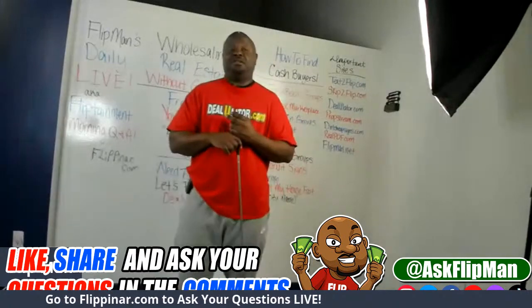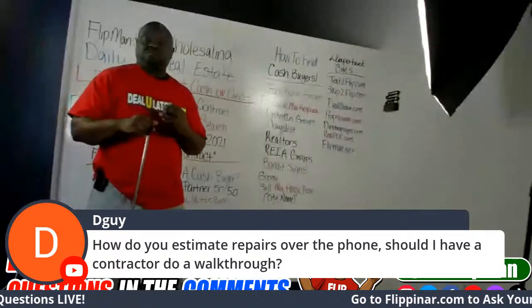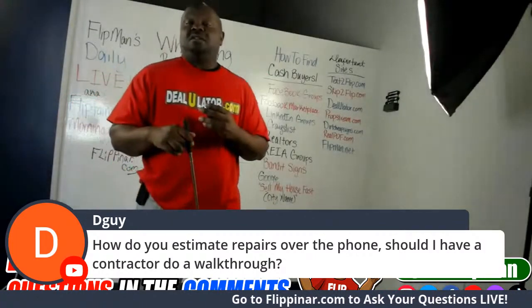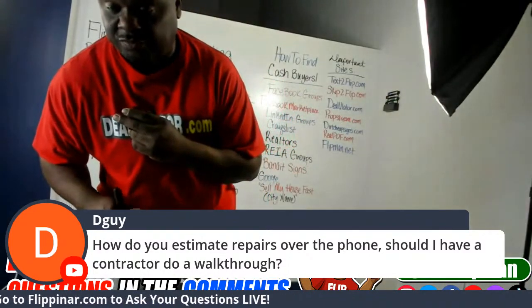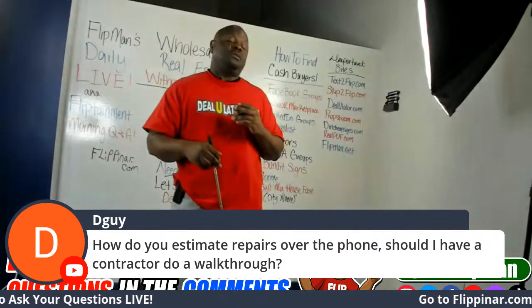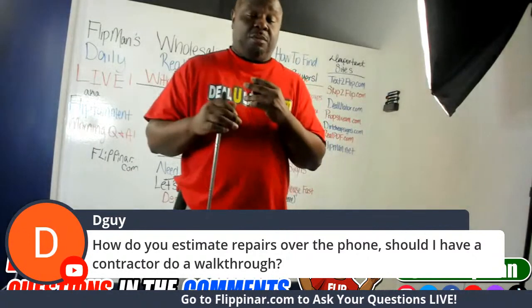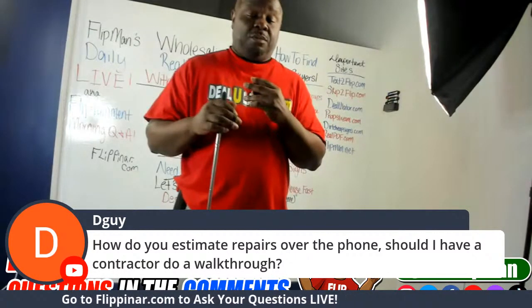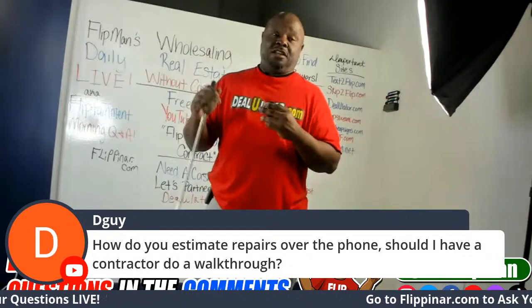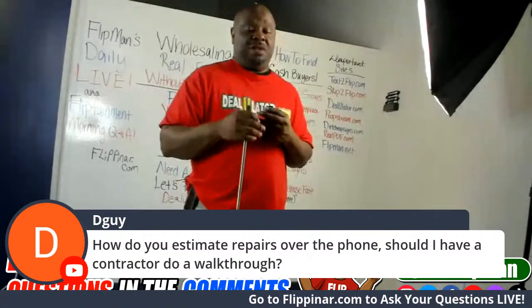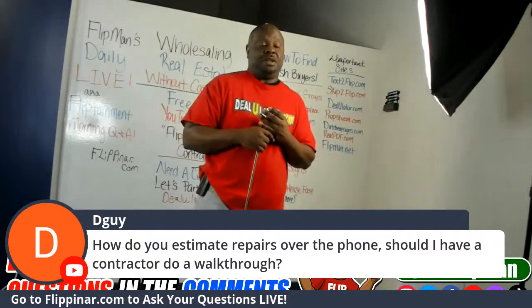Instagram, you can probably see it better on the gram. How do you estimate repairs over the phone? Should I have a contract with you? The question on YouTube was, how do you estimate repairs over the phone? Should I have a contract to do a walkthrough? A simple way of estimating repairs: if the property is livable, multiply the square footage times $25. If it's not livable, multiply it times $40. Now that could always be a little more or a little less depending on the neighborhood, but that generally will get you in the ballpark of your estimated repairs.